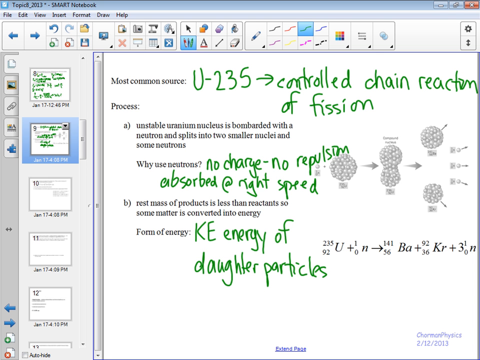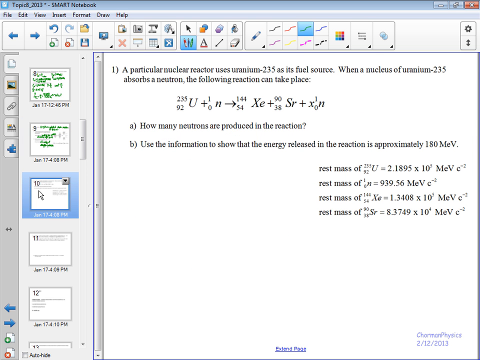So for a particular nuclear reactor, we could say, for a practice problem here, we use uranium-235 as a source of fuel. And when a particular nucleus of uranium-235 absorbs a neutron, we'll see the following reaction take place. There are many different possible reactions that can happen, but we're going to use this one here. The first thing we need to answer is how many neutrons are produced in excess in addition to the split uranium-235 nucleus into the xenon and strontium.